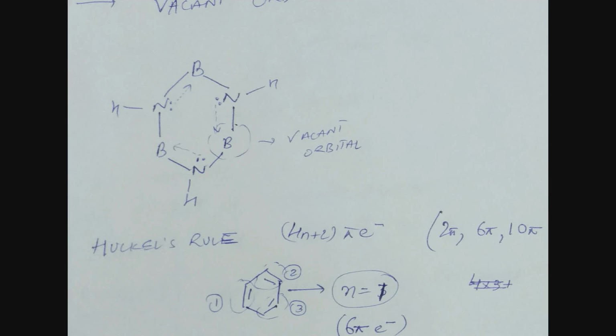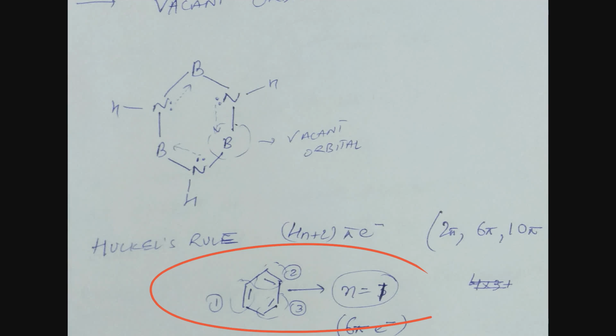Now here comes the rule which will state whether it is aromatic or anti-aromatic. If there is aromaticity, there are two possibilities: one is aromatic and the second is anti-aromatic. For a compound to be aromatic, it must follow the 4n plus 2 pi electron rule, meaning the electrons involved in resonance must be of this type: there may be 2 electrons, 6 electrons or 10 electrons, or further if we put any natural number in place of n.